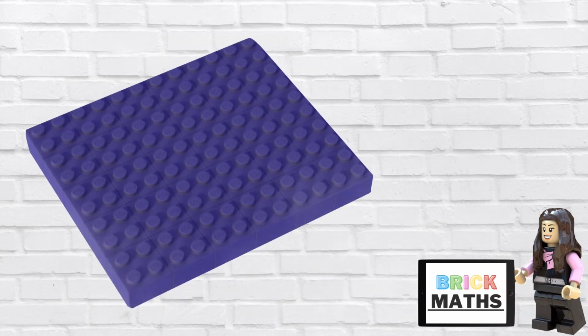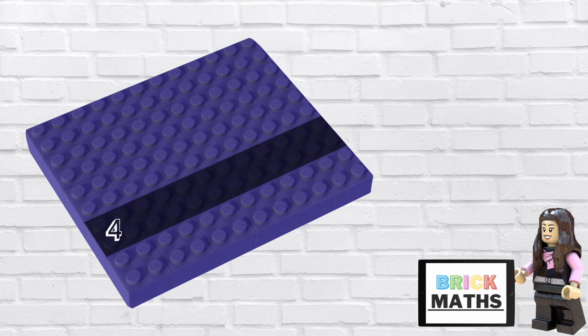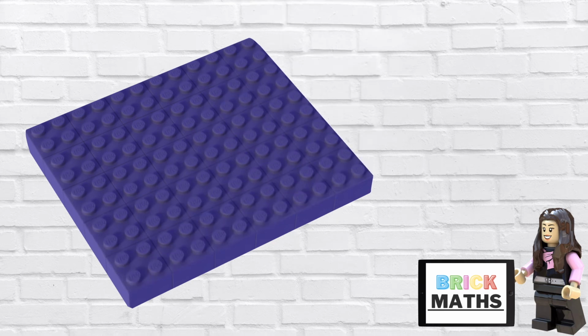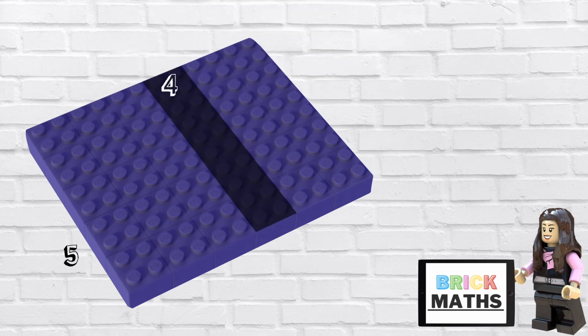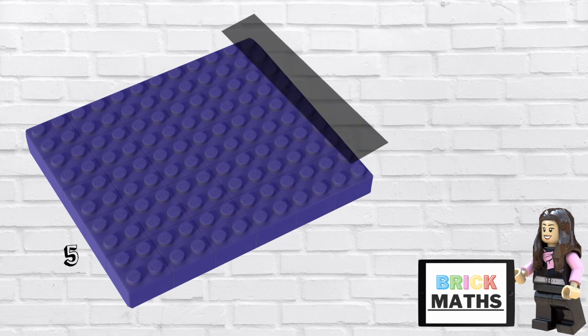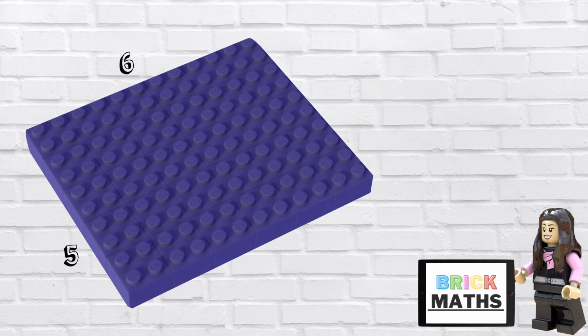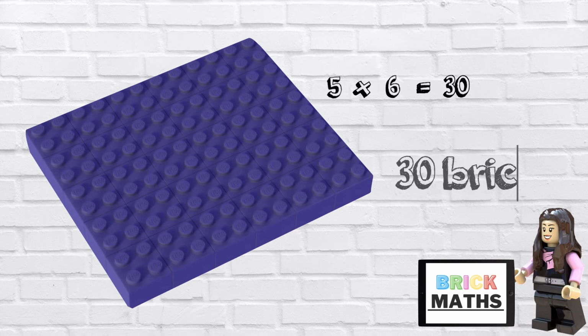Let's have a look at one more. Let's count the width. 1, 2, 3, 4, 5. The width of this shape is 5 bricks. Now we're going to count the length. 1, 2, 3, 4, 5, 6. The length of this shape is 6 bricks. So now we need to multiply these numbers together. 5 times 6 equals 30. The area of this shape is 30 bricks.